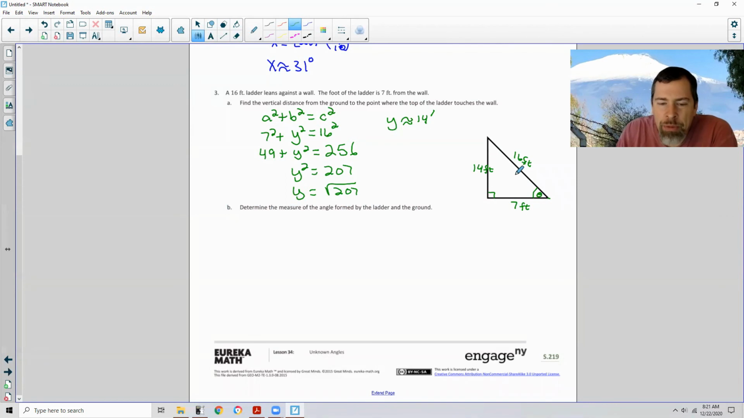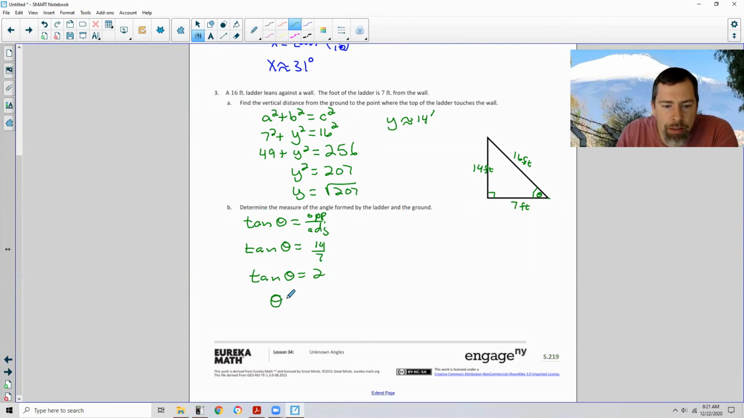And that's sometimes what you are trying to look for, is to make your life easier. So opposite over adjacent is tan. So I'm going to say the tangent of theta equals OPP over ADJ. Write my formula, substitute in my givens. I don't know theta. I know opposite is 14. I know adjacent is 7. I'm looking for tan theta to equal 2. 14 divided by 7 is 2.